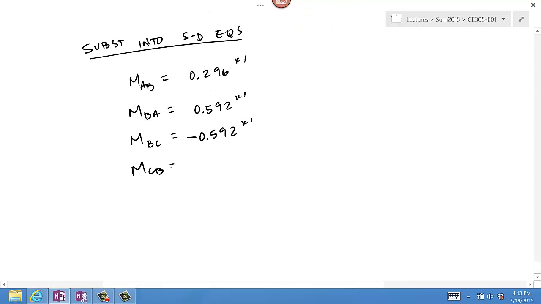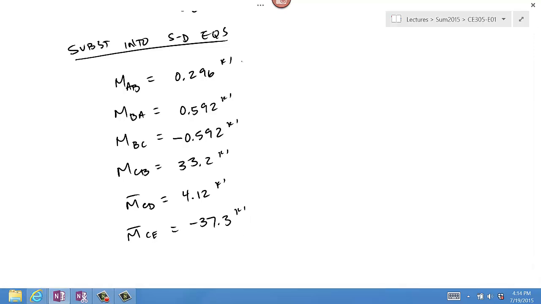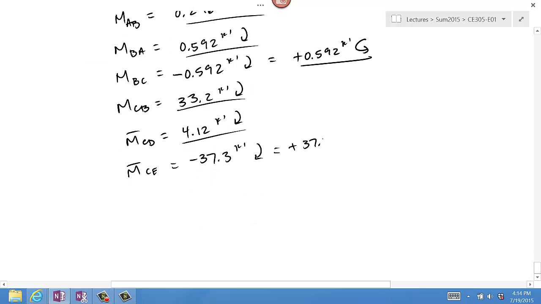MBC will be 33.2 kip-feet. And M bar CD will be 4.12 kip-feet. Lastly, M bar CE is negative 37.3 kip-feet. So now the easy thing to do is to just say clockwise, clockwise, clockwise, clockwise, etc., and then switch the ones that are negative. 0.592 kip-feet counterclockwise. This stays, and then this one is positive 37.3 kip-feet counterclockwise.